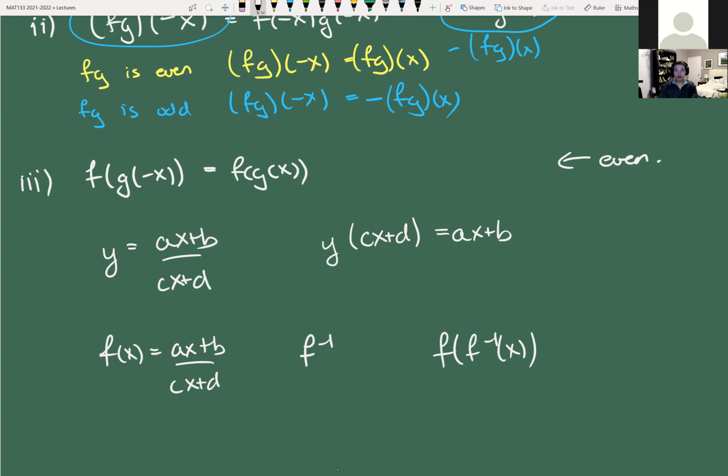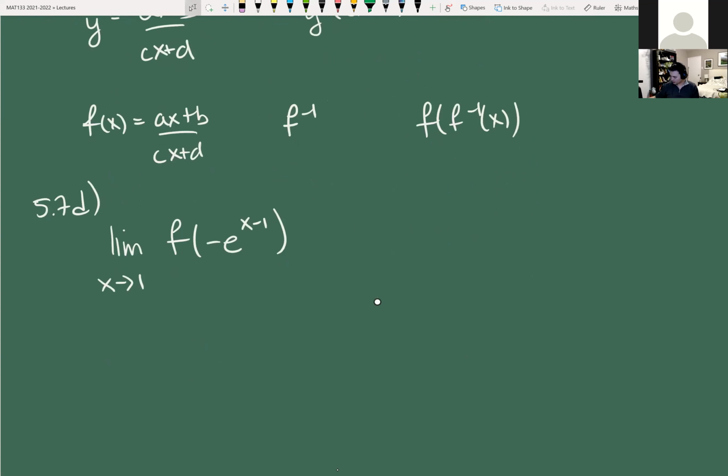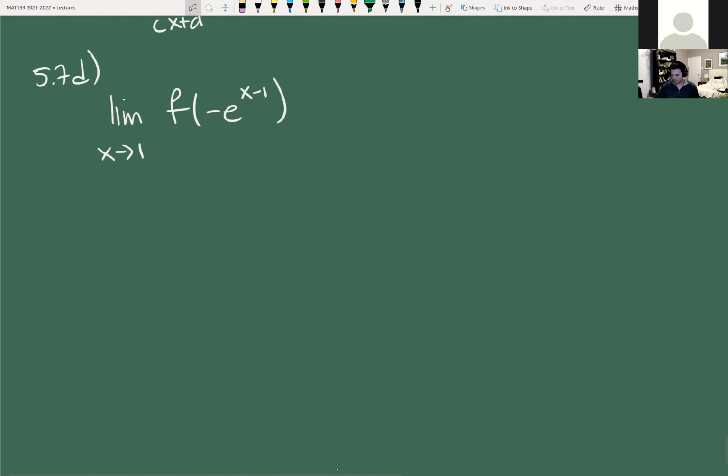Yeah, so Kelly and I right now, we're working on 5.7D. Right, so we're looking at the limit as x approaches 1 of f of negative e to the x minus 1. Okay, so I was asking, this came up. Of course, we're going to break this into two one-sided limits because that's pretty much how you do all these questions. So let's approach 1 from the right. As I approach 1 from the right, what does negative e to the x minus 1 do?